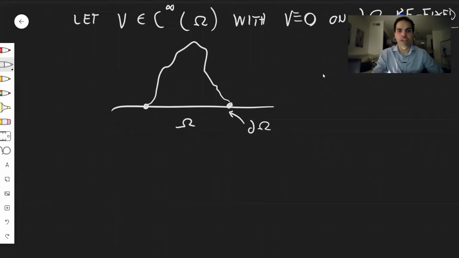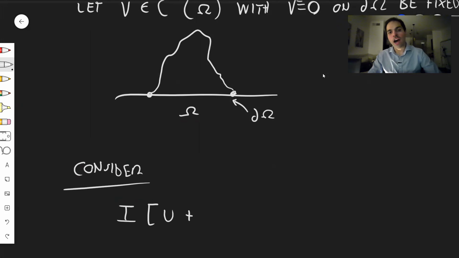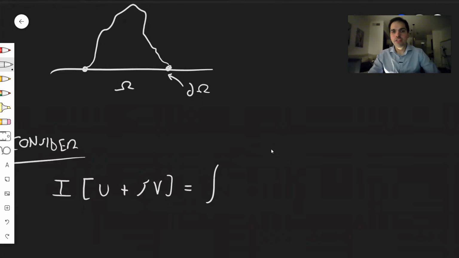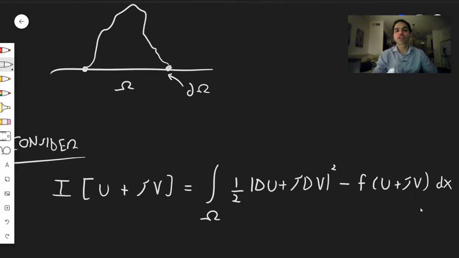And then consider the following. So again, u minimizes our functional, v is arbitrary. And what we would like to consider is the following. I of u plus tau v, which is just the following integral over omega of 1/2 of the gradient of u plus tau gradient of v, squared, and then minus f times u plus tau v dx. Literally replacing u by u plus tau v, and tau, it's not 2 pi, it's just an arbitrary real number.